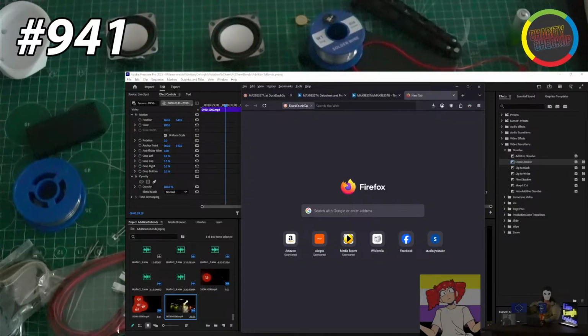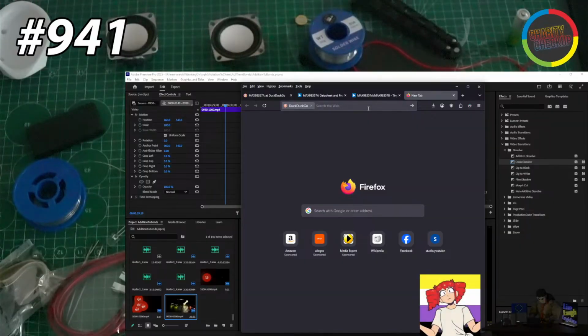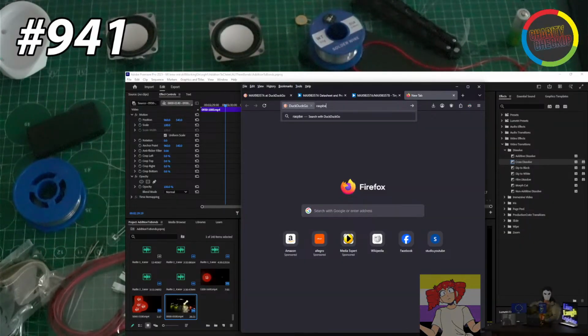Let me have a think. One singular thought in his head. Raspberry Pi, I2S protocol. That's what we're looking for.